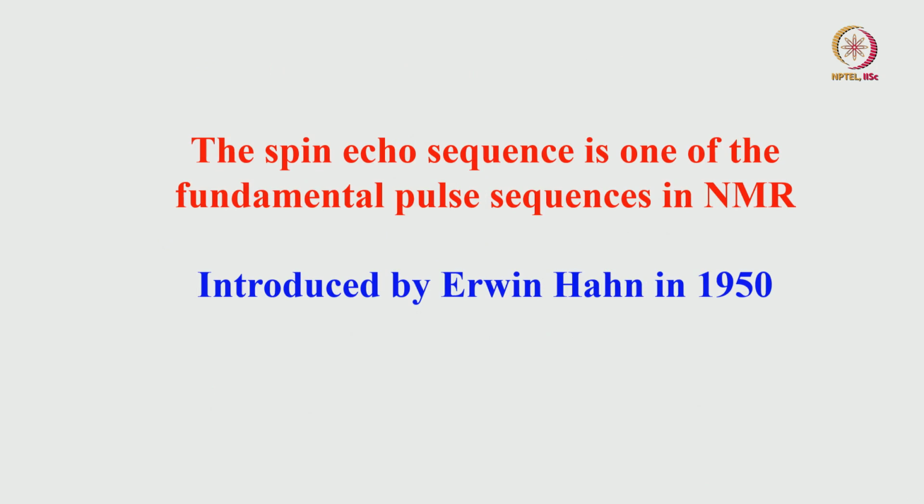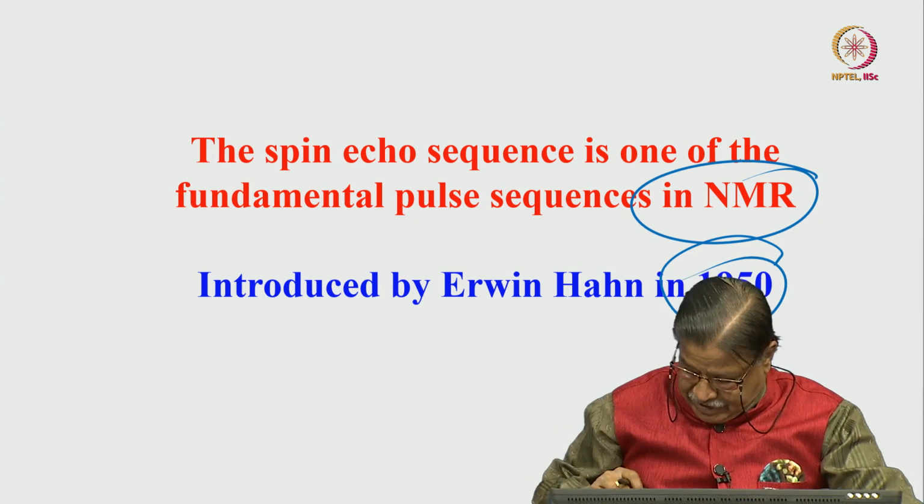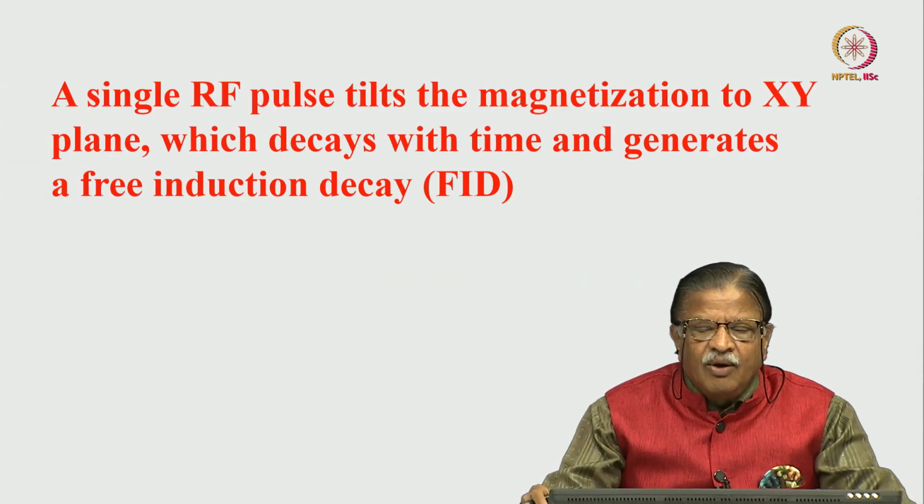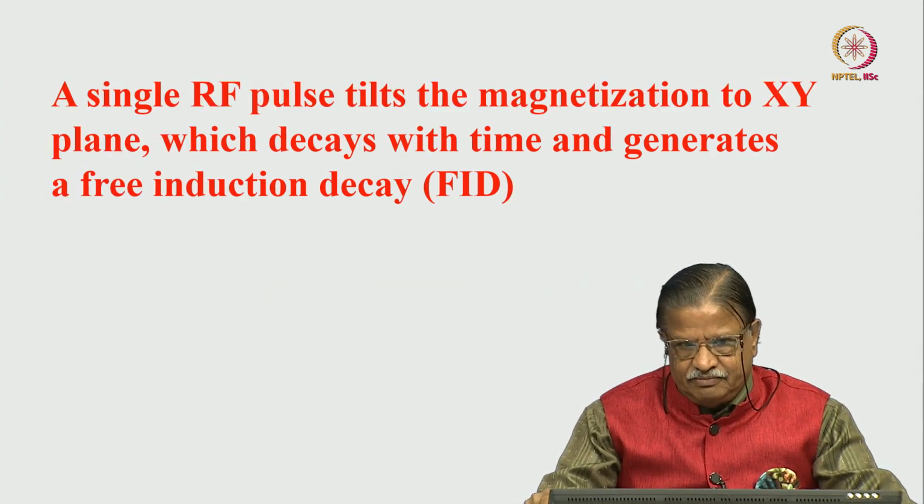Spin echo, please remember, is a basic, fundamental pulse sequence in NMR. Very fast, within 5 years of the discovery of NMR in 1945, Erwin Hahn introduced spin echo. Fantastic idea. This is one of the basic sequences, and it transformed NMR understanding a lot. It is used in many NMR techniques, and we will come to that later. What is the meaning of a spin echo?